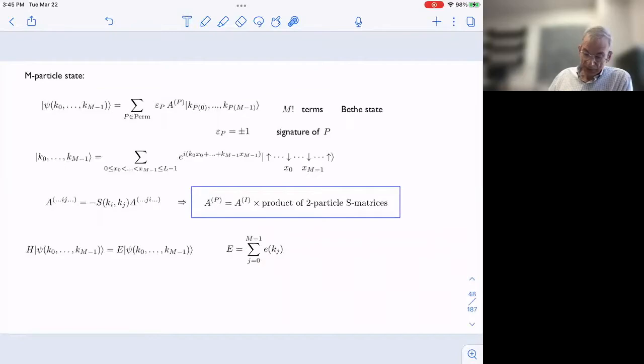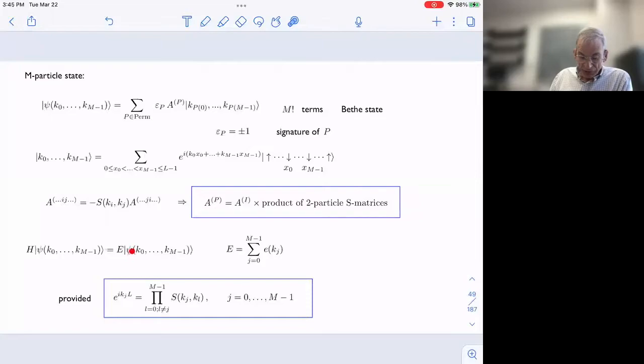Whoops. But again, it's not true for arbitrary k's. They should satisfy a set of equations, so actually m different equations, and they're spelled out here. And I should say that this state is called the Bethe state, and this set of equations is called the Bethe equations. So again, to summarize, if you can solve these Bethe equations for the k's, you can plug in here to get the Bethe state and plug in here to get the corresponding energy eigenvalue.